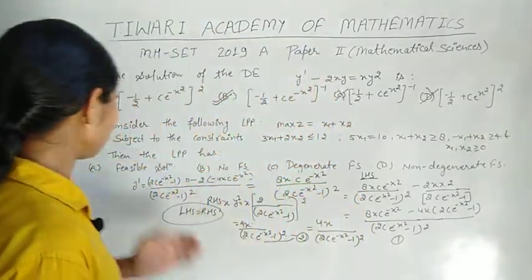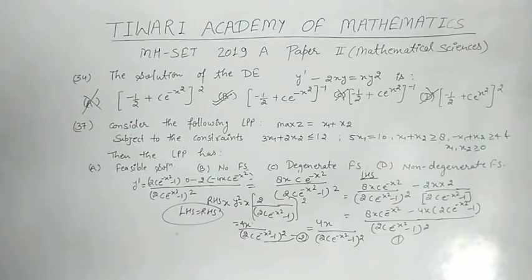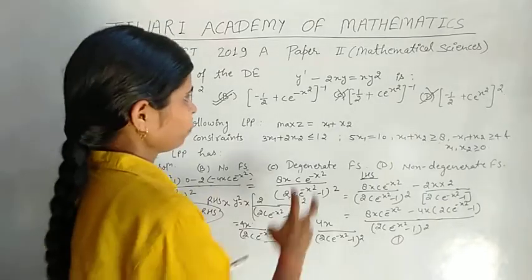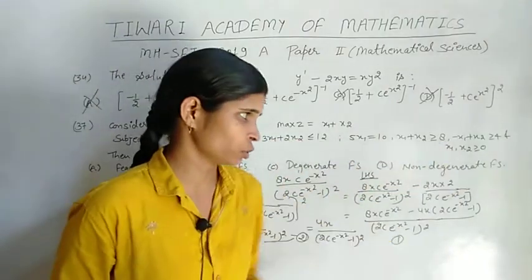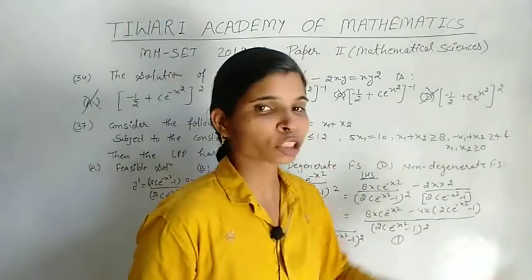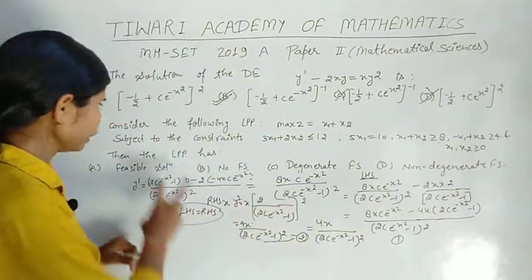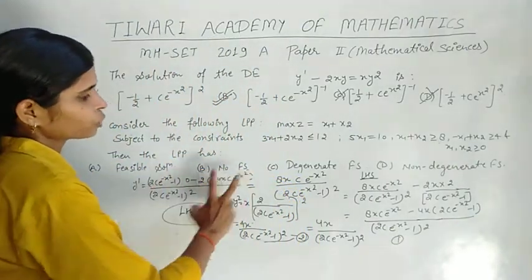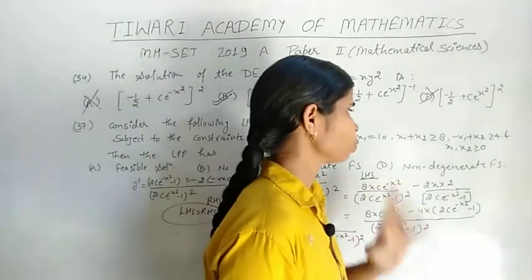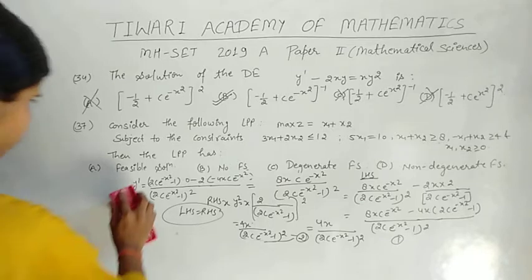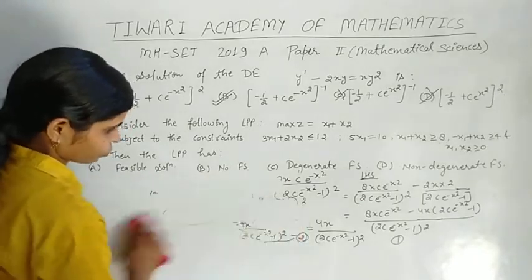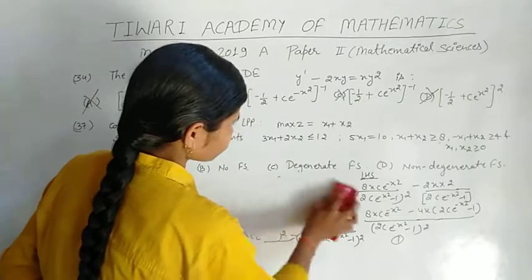Next question is question number 37. This question is taken from LPP. Consider the following LPP. Max z is equals to x1 plus x2 subject to the constraints this and this, and the non-negative restriction x1, x2 greater than equals to 0. Then the LPP has feasible solution, no feasible solution, degenerate feasible solution, non-degenerate feasible solution. Okay, we solve this question. See the solution of this question.